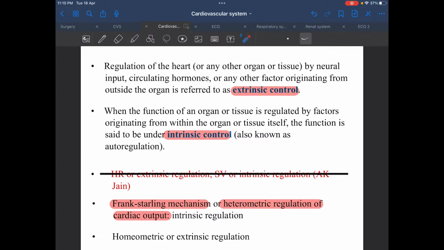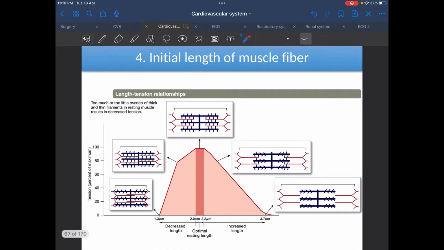That's a Frank-Starling mechanism. And what about homeometric or extrinsic control? Homeometric का मतलब ये है that the length is going to remain the same, but the control is going to be extrinsic. ठीक है? So let's just see one of them. We can see initial length of the muscle fiber हमने already पढ़ा था. Then we can have something known as active tension. We can have something known as passive tension.